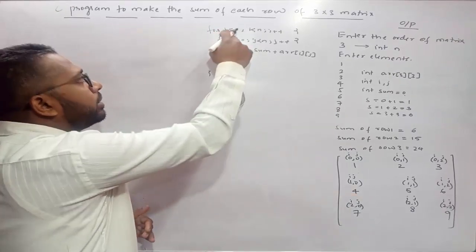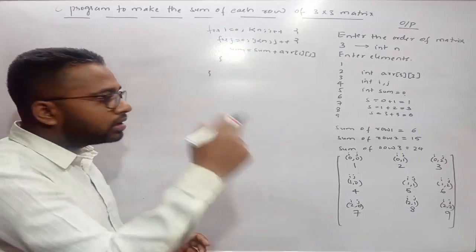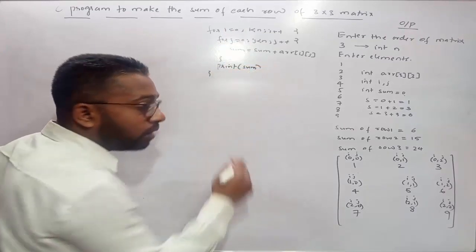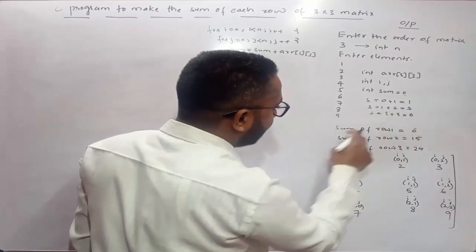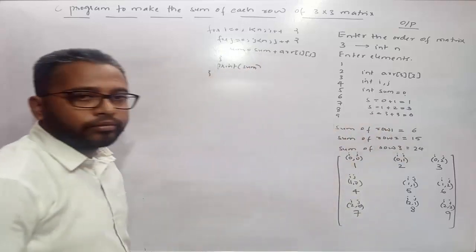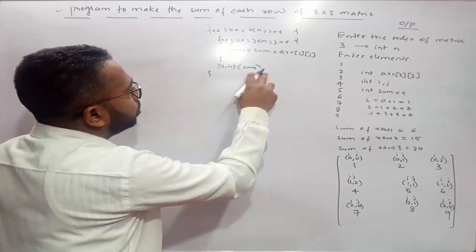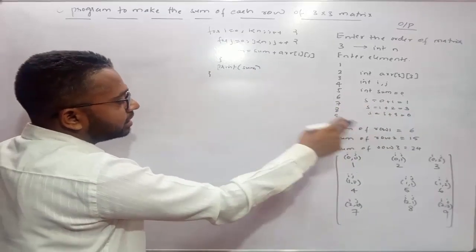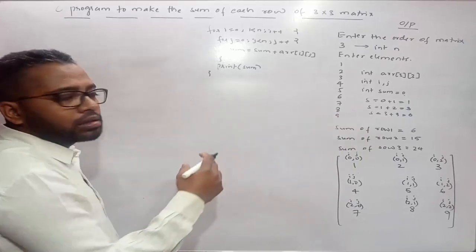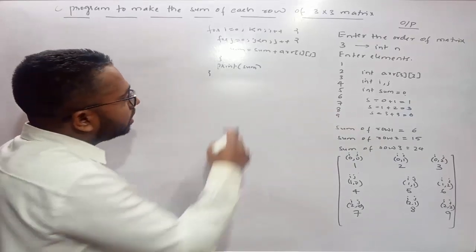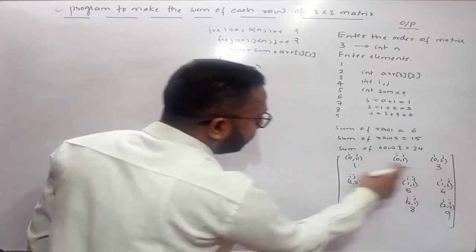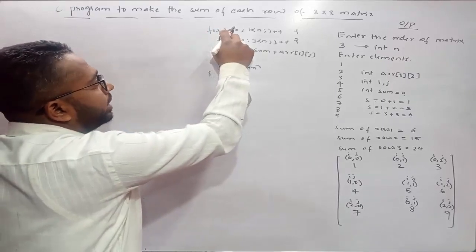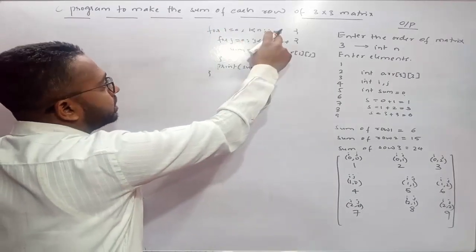Now before incrementing the value of I from 0 to 1, it will print sum. Print sum. And what was the value of sum? Sum was 6. That's why sum of row 1 is equals to 6. The value of sum is 6. After doing 3 iterations for the value of I equals to 0, we are printing the sum of the first row. Now next, control will come to the I loop again, where the I value gets incremented by 1.